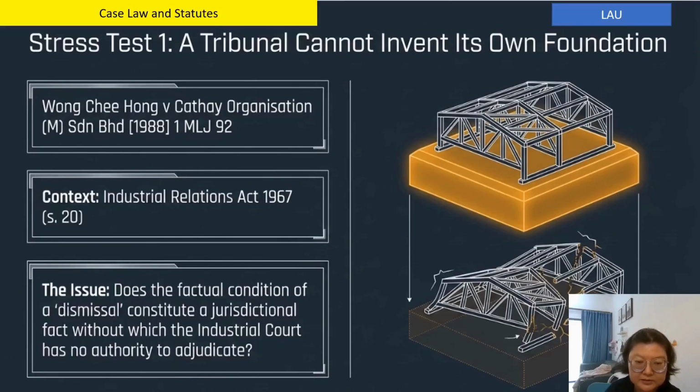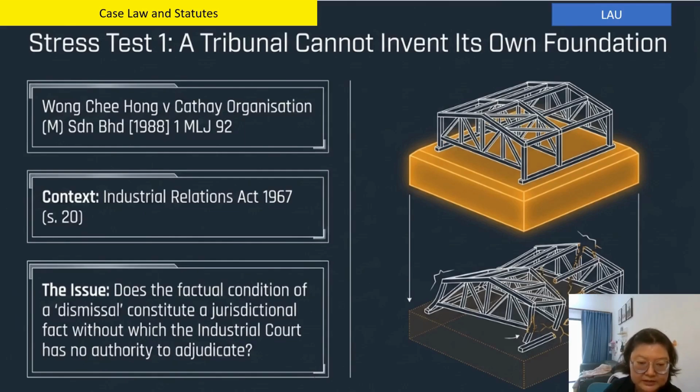This case is about Section 20 of the Industrial Relations Act 1967. In this case, the employer said the worker resigned, not was dismissed. The court decided that a dismissal must generally exist as a fact before the industrial court can use its power. If there was no dismissal, the industrial court has no jurisdiction at all. It cannot create its own power just by wrongly believing a dismissal happened.